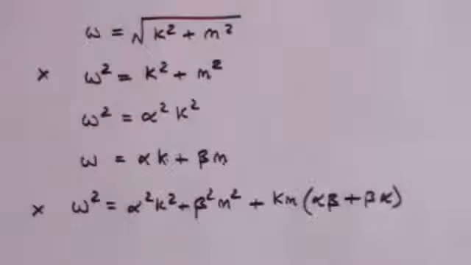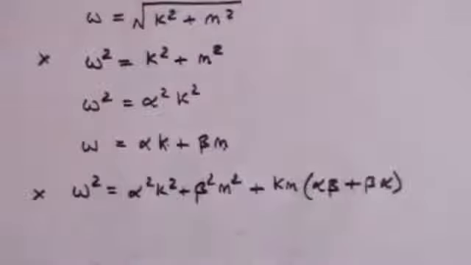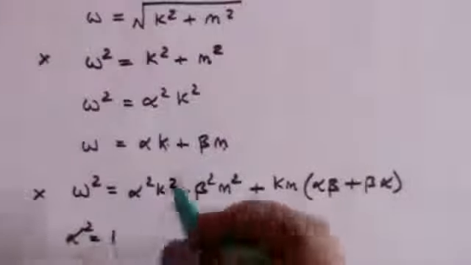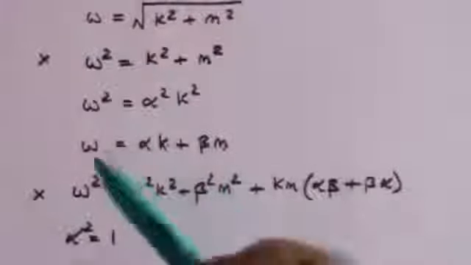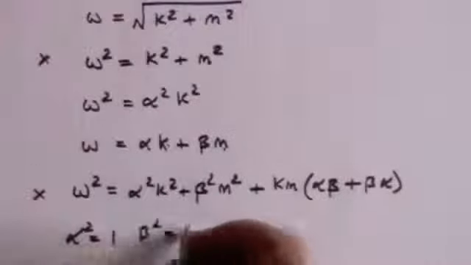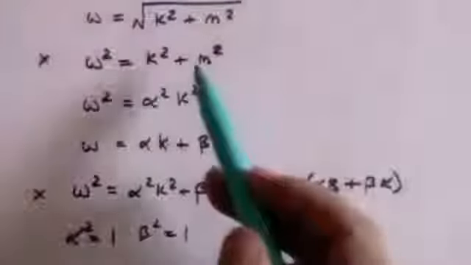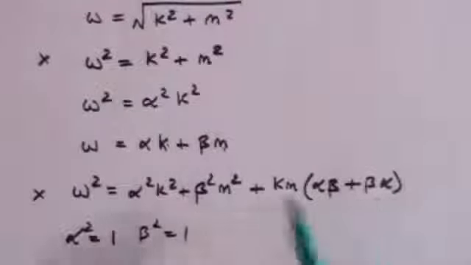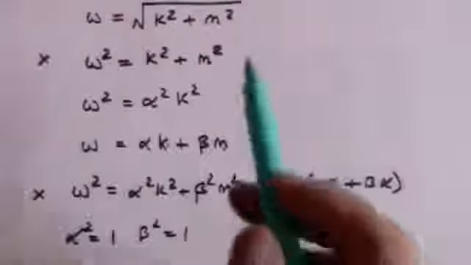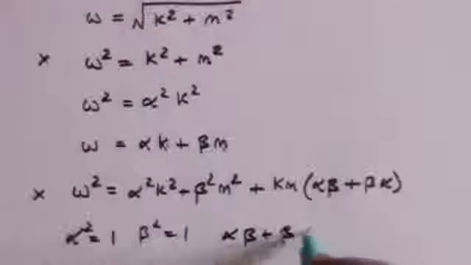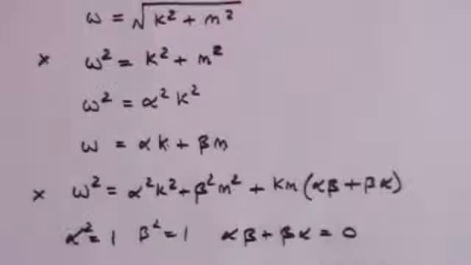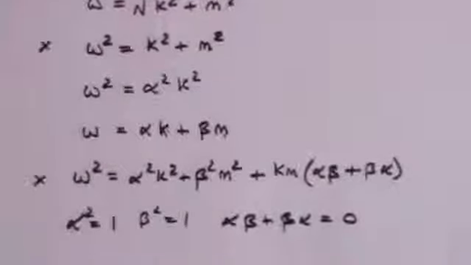And from that I think you're going to see that if those two are going to be the same, the first thing you can say is that alpha squared must equal 1, because there is no component in front of the k squared. Beta squared must equal 1, because there is no component in front of the m squared. And this term here must equal 0, because it doesn't feature up here. And that essentially means that alpha beta plus beta alpha must equal 0.